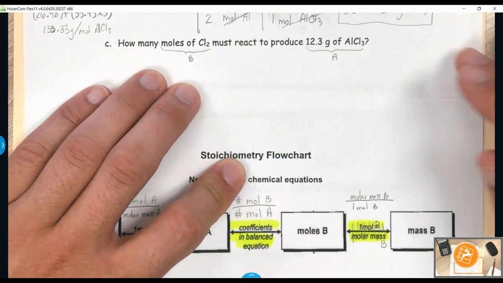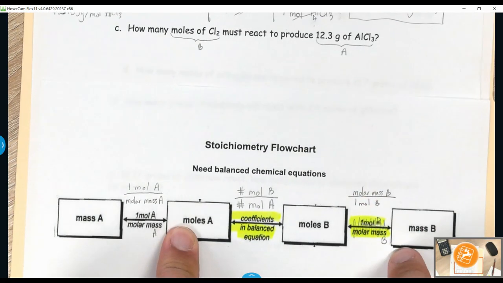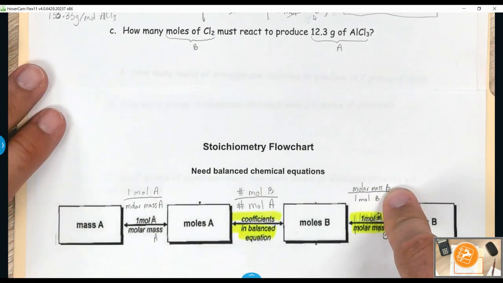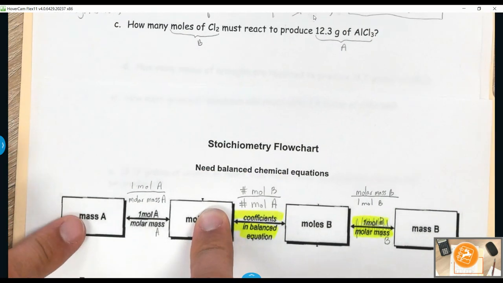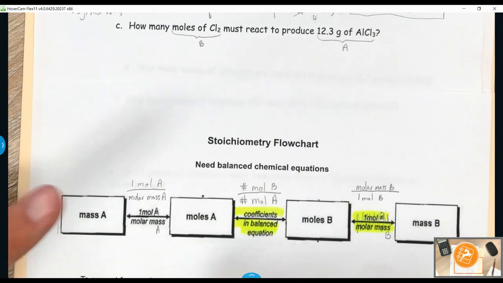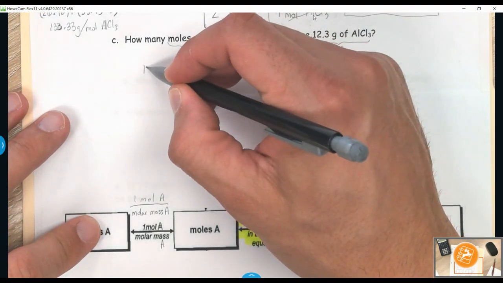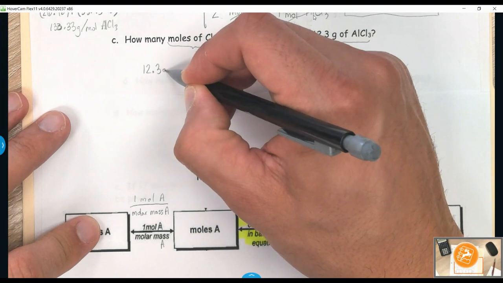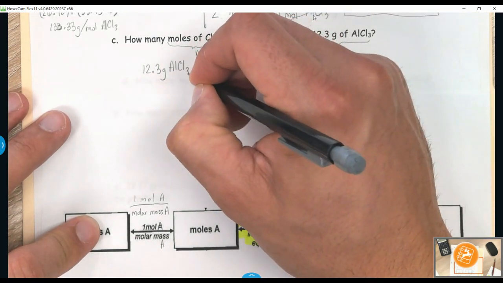That's B. So the first one, we went from moles of A to mass of B. What are we going to be doing now? We're going to be going from, are we starting in grams of substance A or moles of substance A? Mass. All right, so we're starting with grams. So we're going to have 12.3 grams of aluminum chloride.